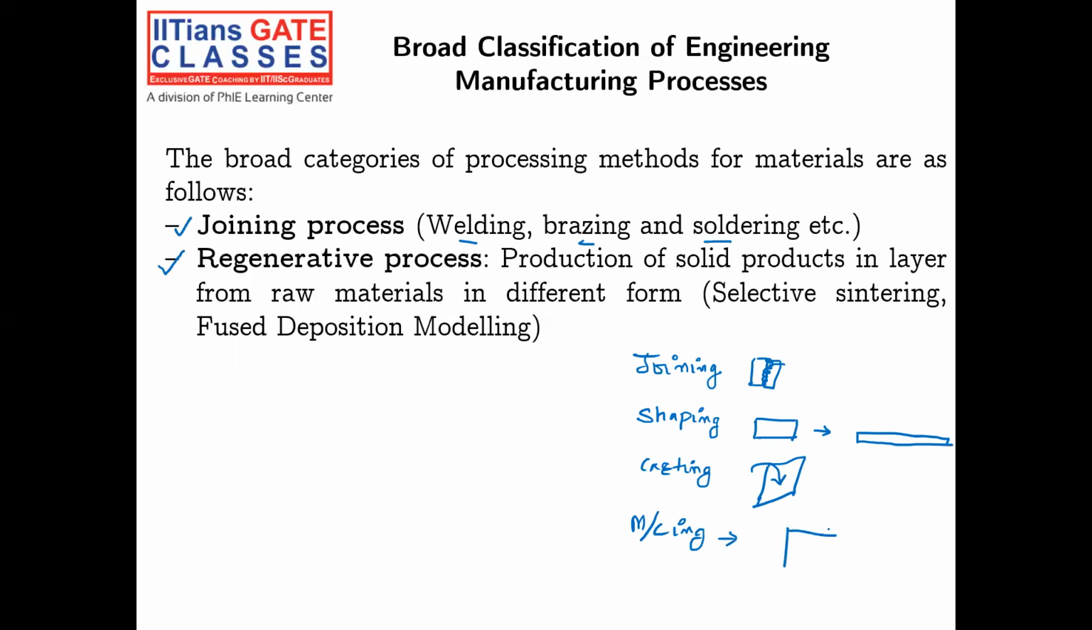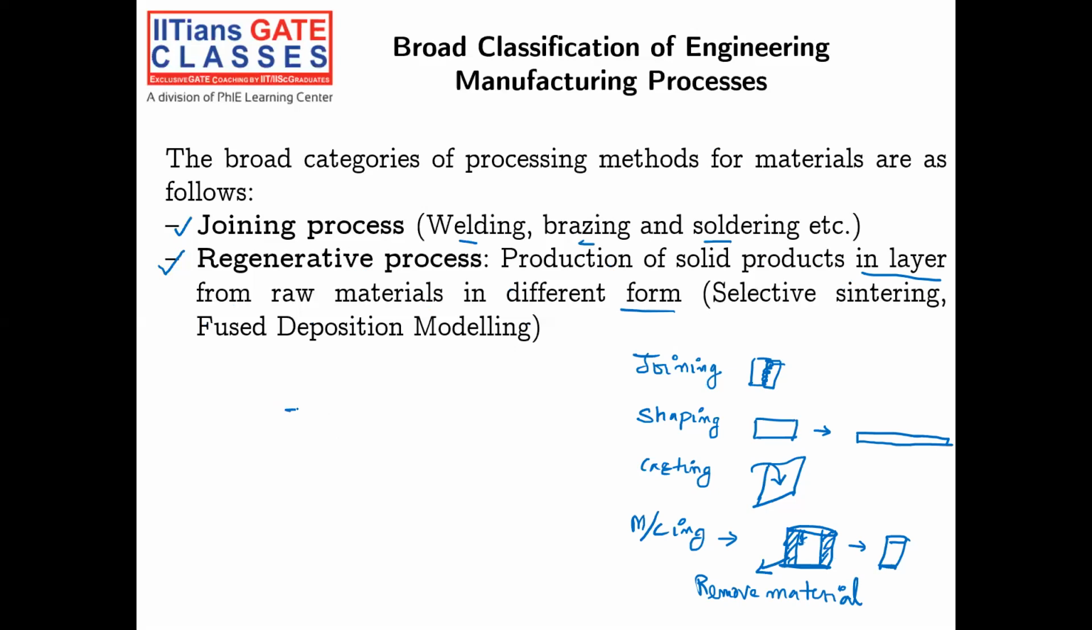You have a material, then you slowly remove the material, and finally you get a product of different size and shape. So you remove material from here by using single or multi-point cutting tools. And regenerative process is recent, that is adding material layer by layer. So you can see production of solid products in layers from raw materials in different forms.